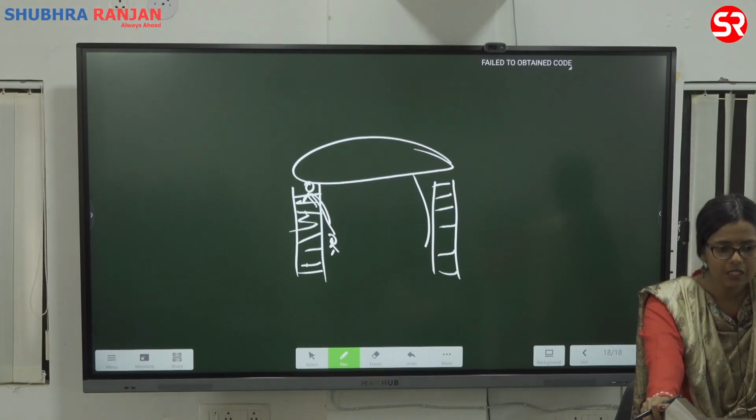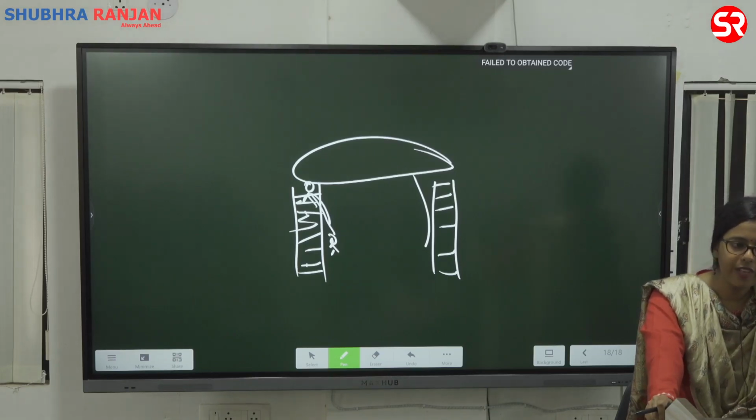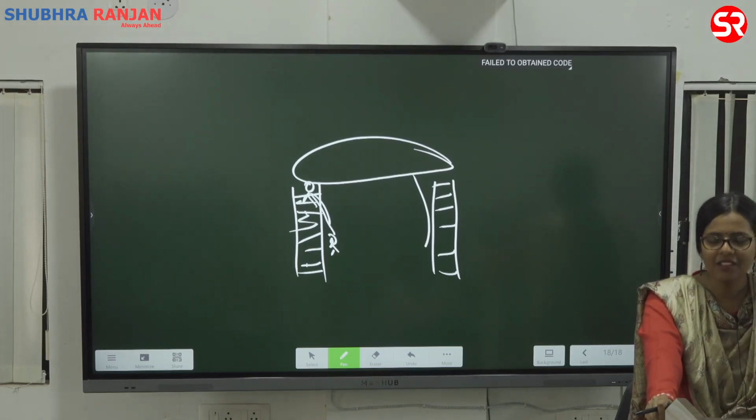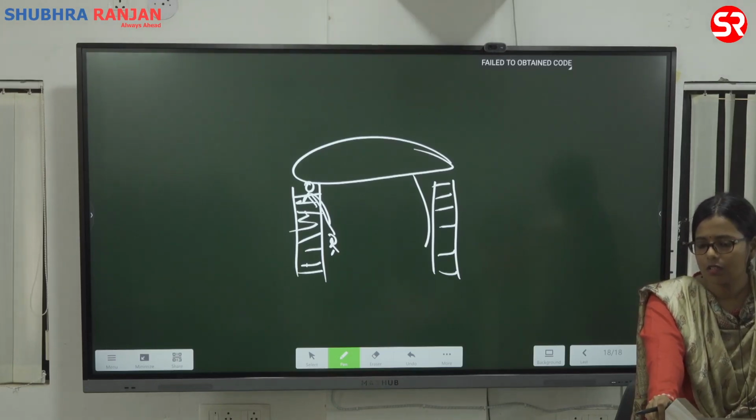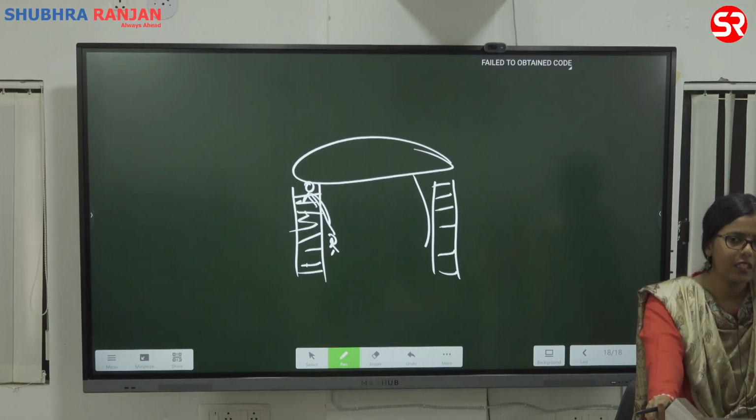Second point, they mark the beginning of a very long painting tradition in the cultural life of the Indian subcontinent.